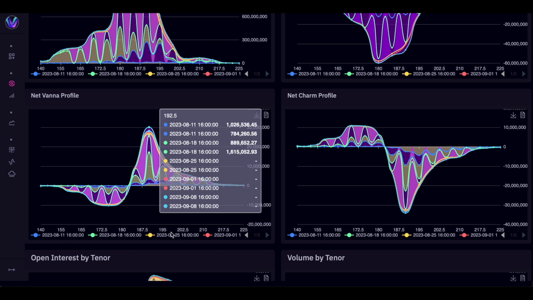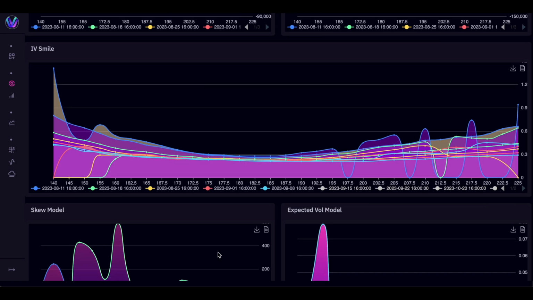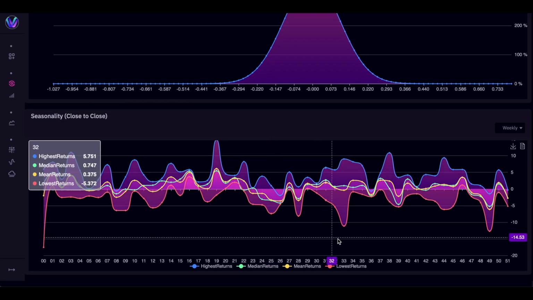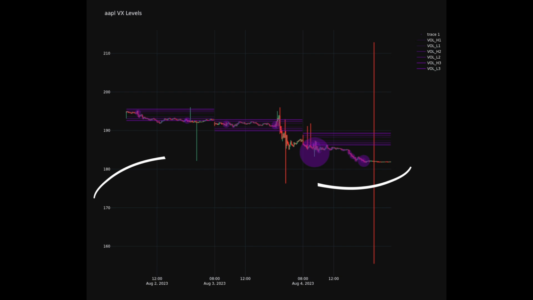Moving down to Vanna profile, we want to note the peak negative is at 175 and peak positive is set at 190. Moving down to P1 skew, it is flat on the week, and here is the weekly seasonality for Apple. Lastly, we have our VX levels, which have phantom prints down to 180, which is ideally where we would like to long based on the gamma profile.